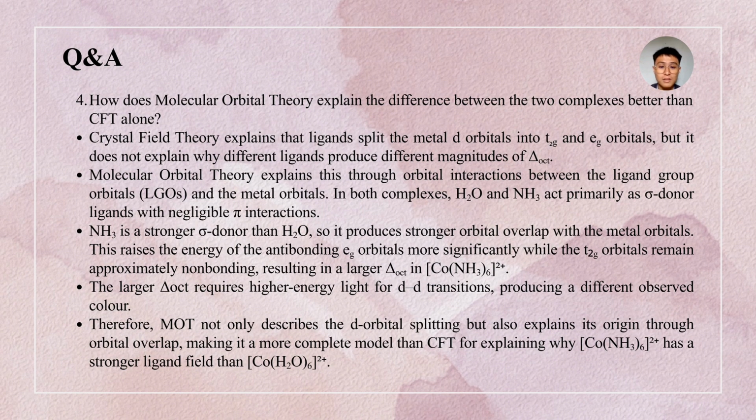NH3 is a stronger sigma donor than H2O, so it produces stronger orbital overlap with the metal orbitals. This raises the energy of the antibonding eg orbitals more significantly while the t2g orbitals remain approximately non-bonding, resulting in a larger splitting energy in hexaamminecobalt. The larger splitting energy requires higher energy light for d-d transitions, producing a different observed color. Therefore, MOT not only describes the d orbital splitting, but also explains its origin through orbital overlap, making it a more complete model than CFT for explaining why hexaamminecobalt has a stronger ligand field than hexaaquacobalt.